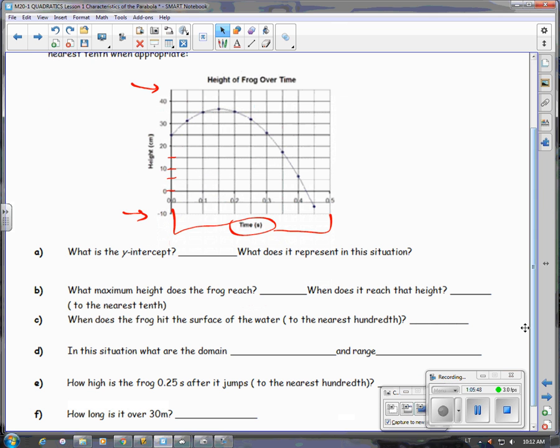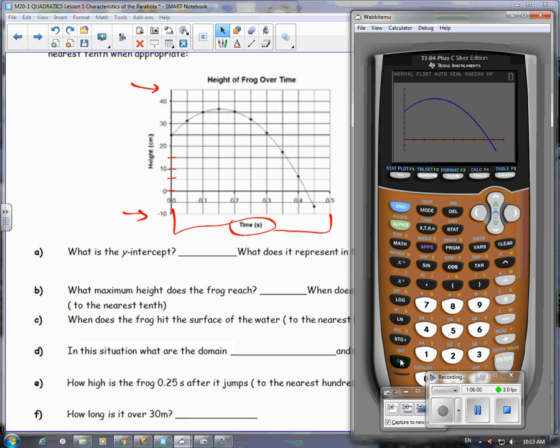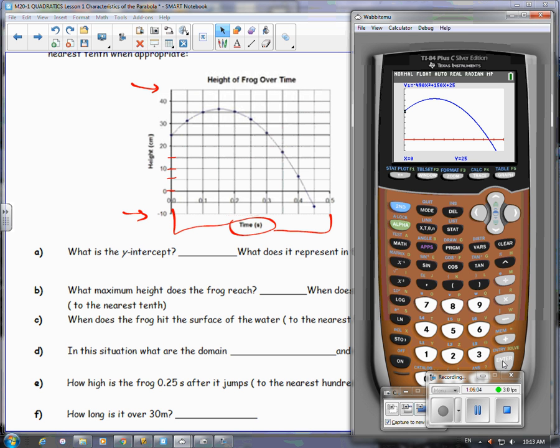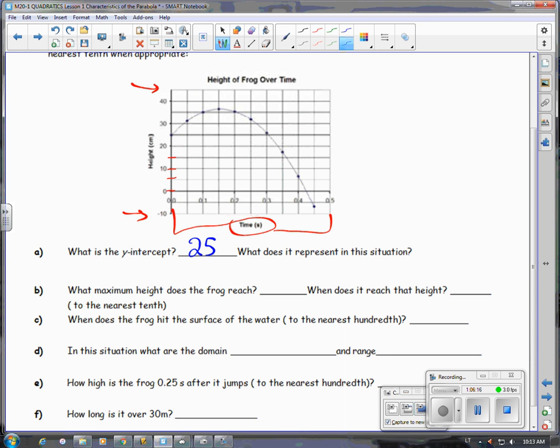Okay, so coming back now, let's hit the questions. Question number 1, or question A, says, what is the y-intercept? So you could maybe estimate it off the graph. Personally, I would get it from the calculator. And that's simply trace and enter a value of 0. And of course, we could have looked at our equation, because the y-intercept is that constant number in our equation. So the y-intercept is 25.